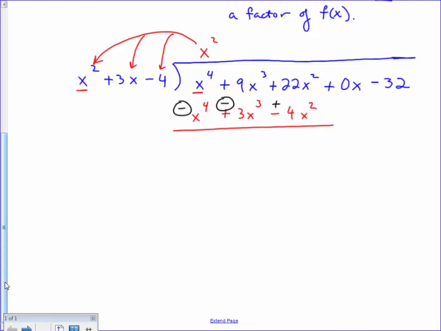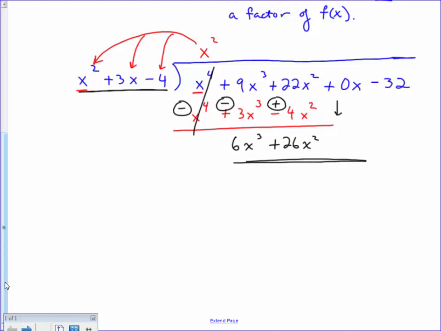Okay, after you change your signs, you want to combine downwards. Those will cancel. 9x cubed minus 3x cubed would be 6x cubed. 22x squared plus 4x squared would be 26x squared. Notice that I have 3 terms out here. I also need 3 terms down here. So at this point, I would need to bring down the 0x. Okay, I'm going to erase some of my scratch work here.